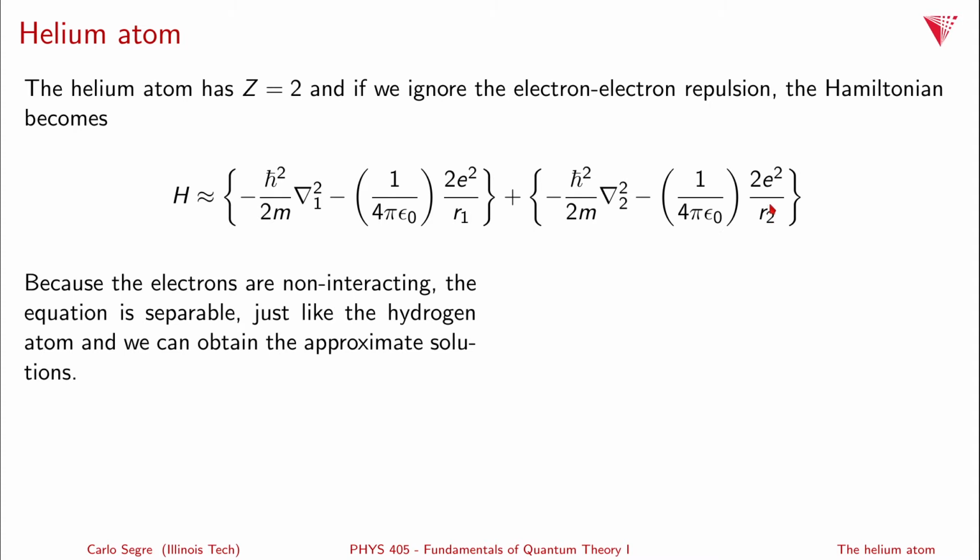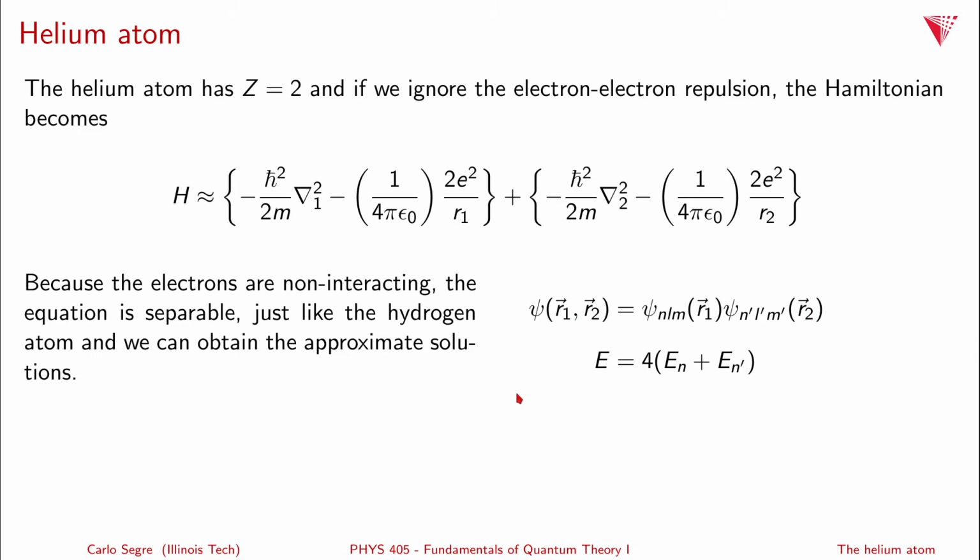Now, because we've removed that electron-electron repulsion, the electrons are non-interacting, and the equation, as I said, is separable. So we can get solutions to these independently, and each of them will look sort of like a hydrogen-like function. And because they're separable, we will have a product state. Psi of r1, r2 is psi n l m of r1 times psi n prime l prime m prime of r2.